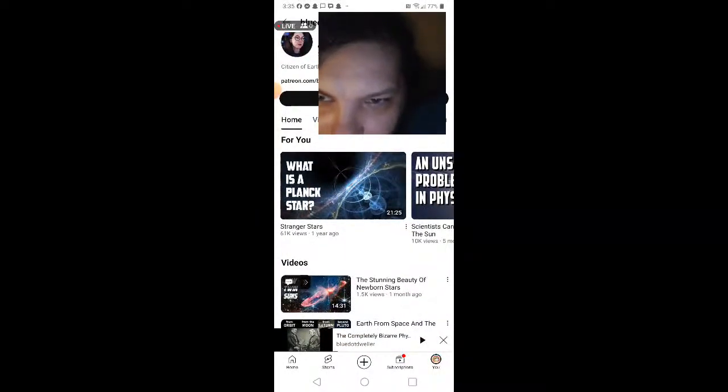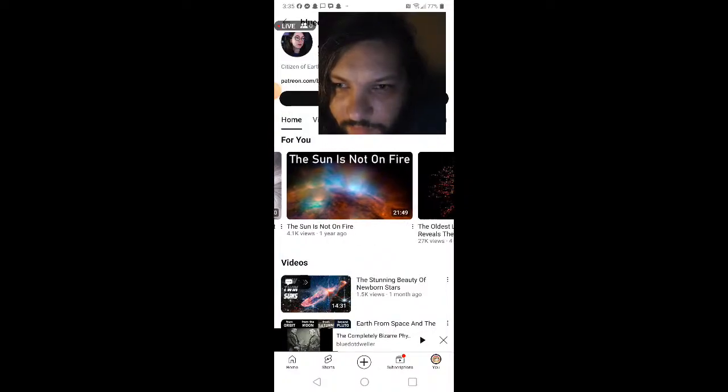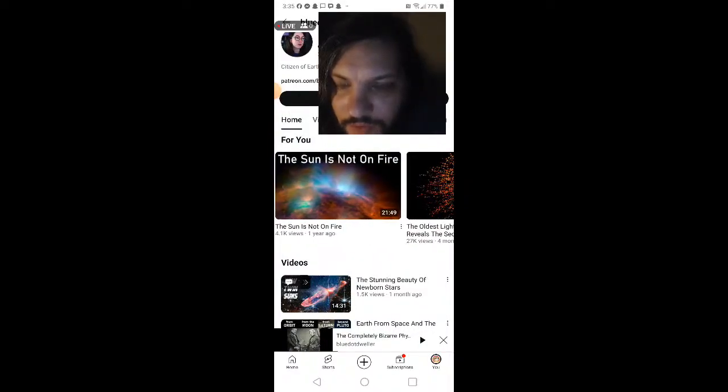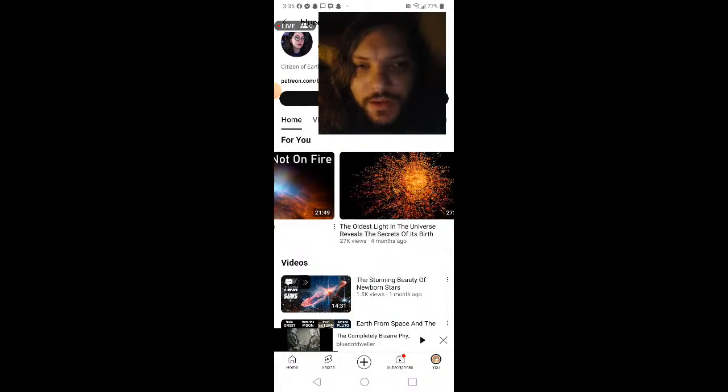What is this? What is a Planck star? I mean, that's neat. Do you talk about cold stars? Is the sun not on fire? The definition of being on fire is that the thing will burn, and yes, it is. What do you mean it's not on fire? It's a Roman candle burning out and spewing out energy constantly. What do you mean it's not on fire?